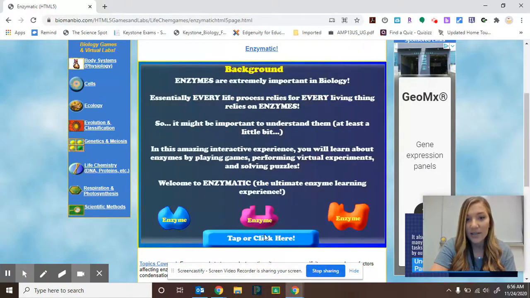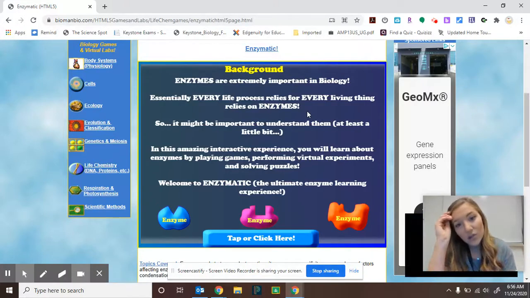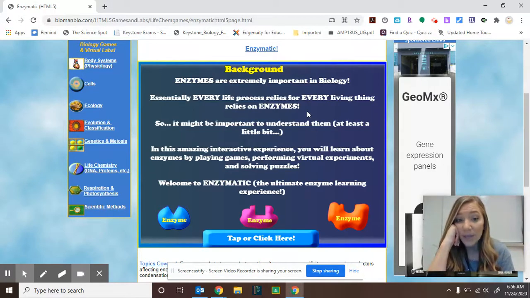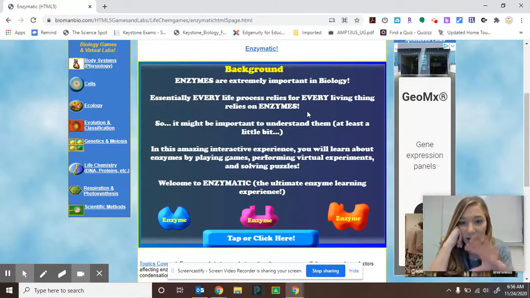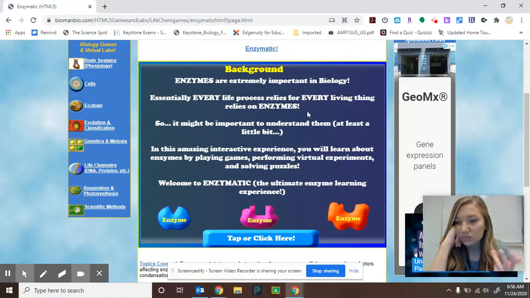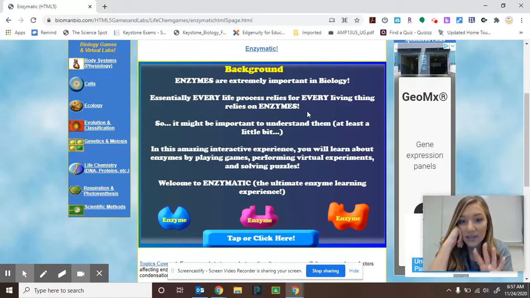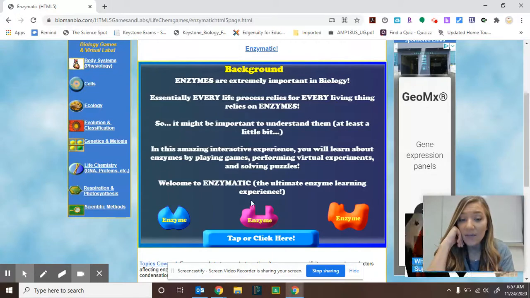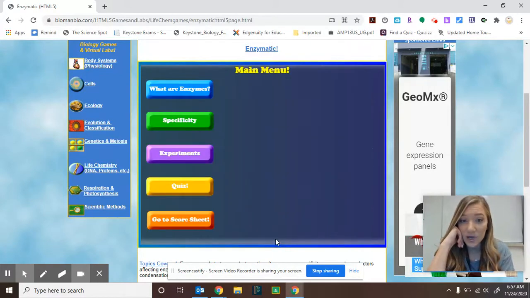And I'm going to start by taking a look at this background. It says enzymes are very important in biology. Every life process relies on enzymes basically inside of every living organism. So it's probably important that we understand enzymes, which is why we're talking about them. This is a little interactive virtual experience where you get to see some properties of enzymes. So we're going to start here.